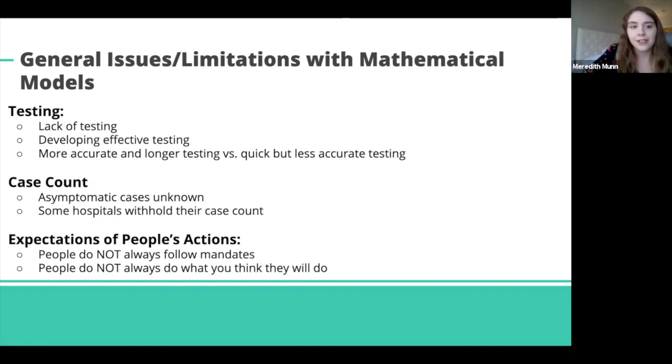In my opinion, the largest problem with making predictions is that people did not follow what we thought they were going to do. When COVID-19, a global pandemic, became politicized, so did the public health policies.